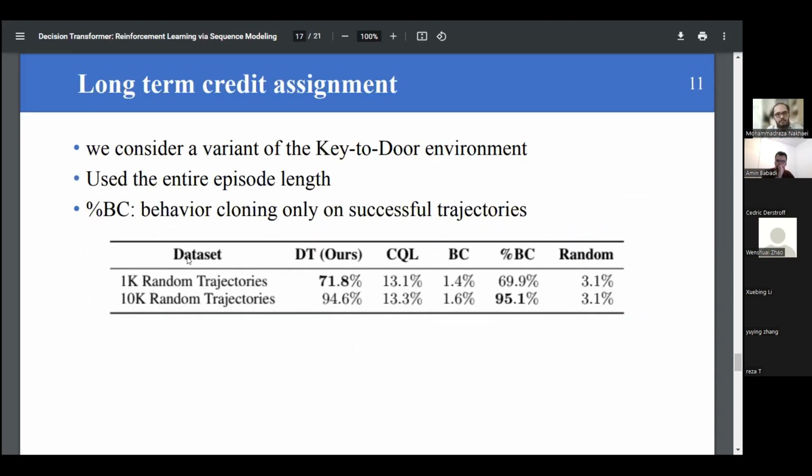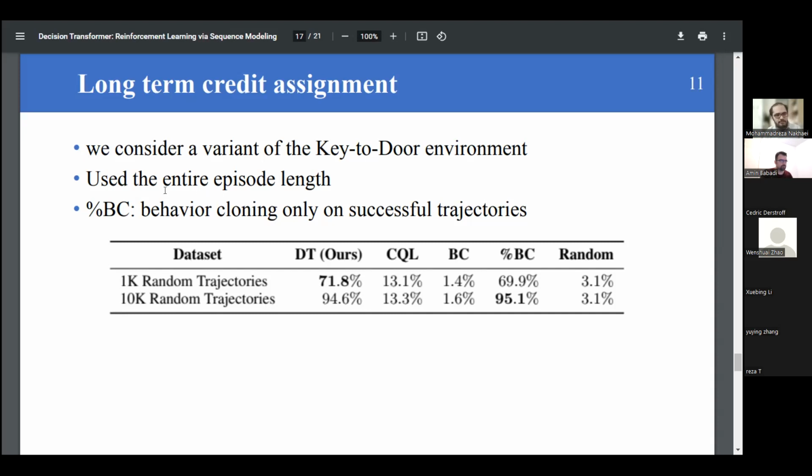Here is the question of long-term credit assignment. So they use a different environment, which is a key-to-door environment. This environment consists of 3 phases. In the first one, the agent is in a room, and in the room there is a key. In the second phase, the agent is in another room, and it's just for distraction. And finally comes the final room, where there is a door, but the agent must have picked up the key in the first room so that it could unlock the door.